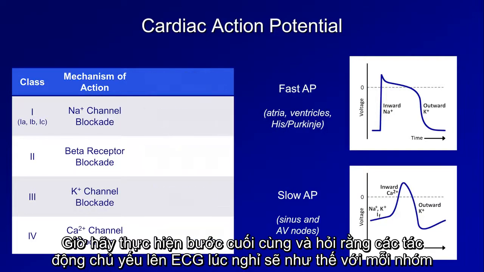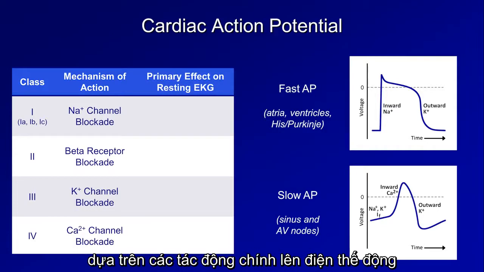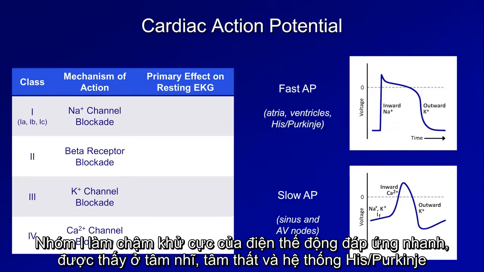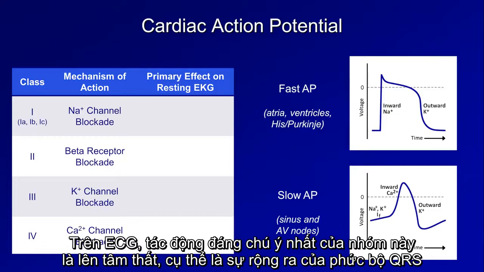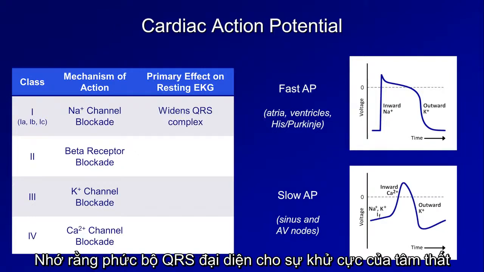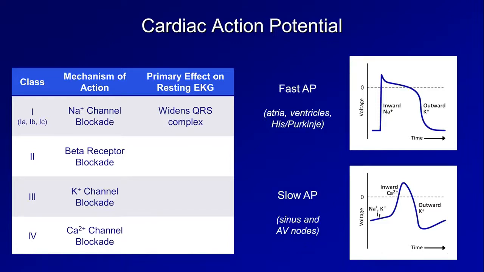Now let's take one final step and ask what the primary effect on the resting EKG would be from each class based upon their primary effects on the action potential. Class 1 drugs slow depolarization of the fast response action potential, which is seen in the atria, ventricles, and His-Purkinje system. On the EKG, the most noticeable effect of this involves the ventricles, specifically the widening of the QRS complex. Remember that the QRS complex represents ventricular depolarization.